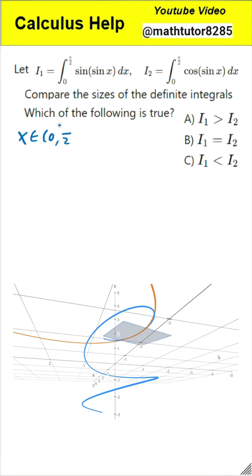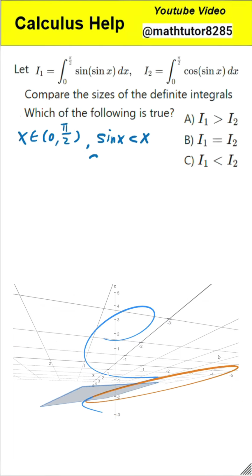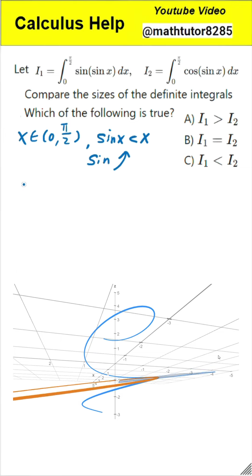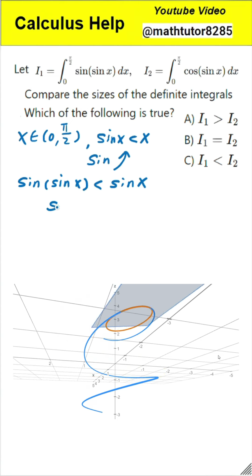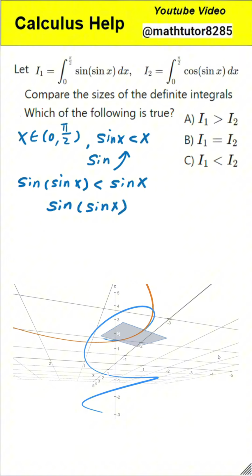We know that for values of x between 0 and pi over 2, the sine of x is always less than x. Also, the sine function is increasing on this interval, so applying sine again to both sides keeps the inequality. That means sine of sine of x is less than sine of x, which in turn is less than x.